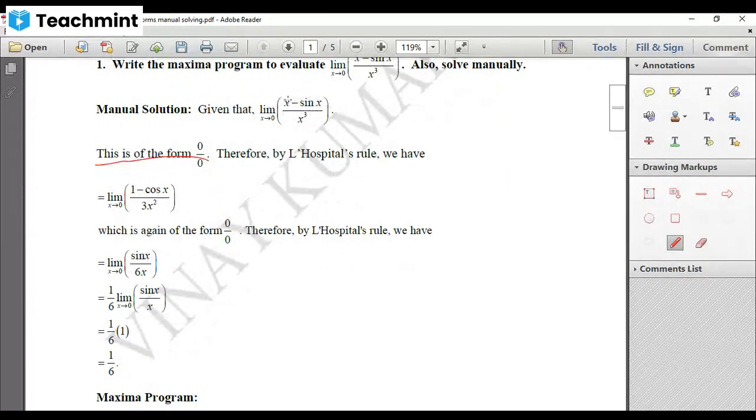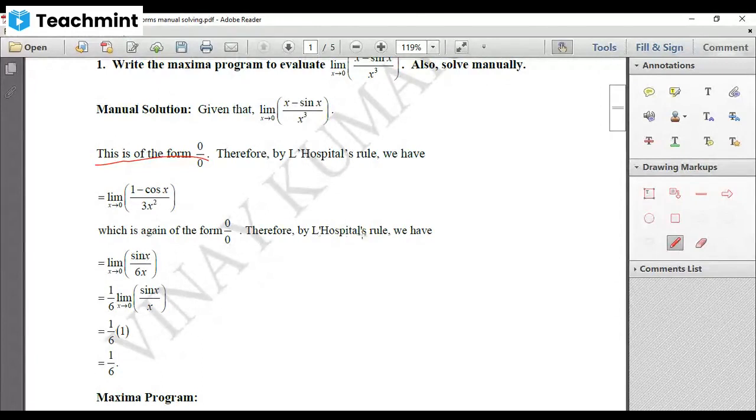Derivative of x is 1, minus derivative of sin x is cos x, whole divided by derivative of x cube is 3x square. Now we have to check whether the indeterminate form is gone or not. If you put x equal to 0, you'll get cos 0. Cos 0 is 1. So 1 minus 1 gives you 0, divided by 3 into 0 is 0. So again it is of the form 0 by 0.